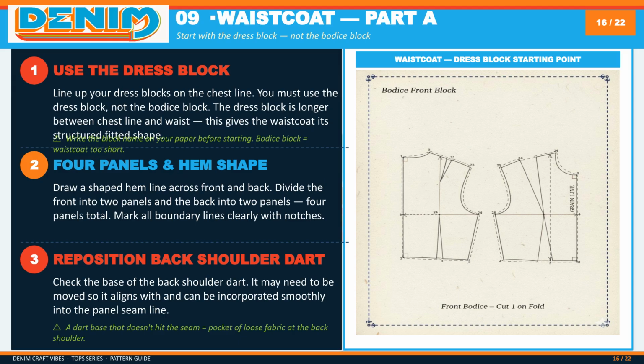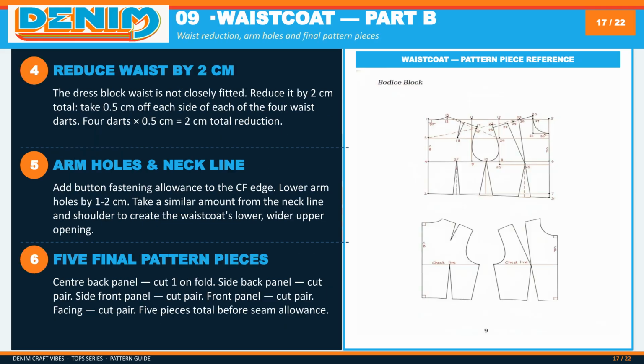comfortable. Slide 9. Fitted waistcoat. Use the dress block, not the bodice block. Shape the waistcoat through panels and control dart intake. Add fastening allowance, facing, and final pattern pieces.